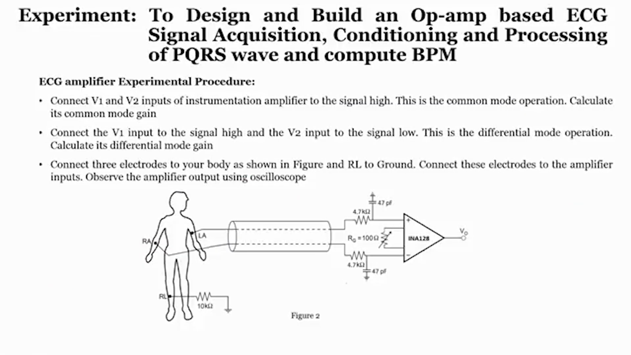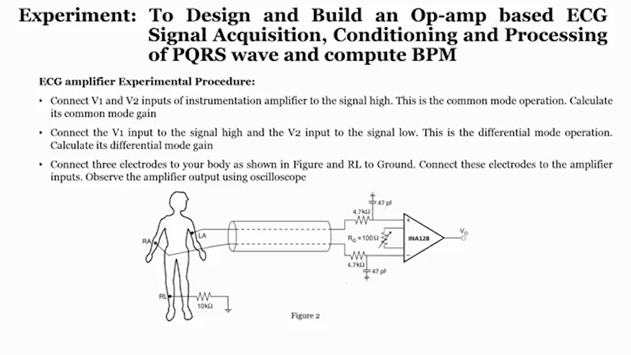So, first you connect V1 and V2 of the instrument amplifier to the high signal, and this is common mode operation. So, both the inputs are the same. So, calculate the common mode gain, and now if I connect V1 to a high input signal and V2 to a low signal, then what will we have? We will have a differential gain. So, differential mode operation, and we can understand the differential mode gain.